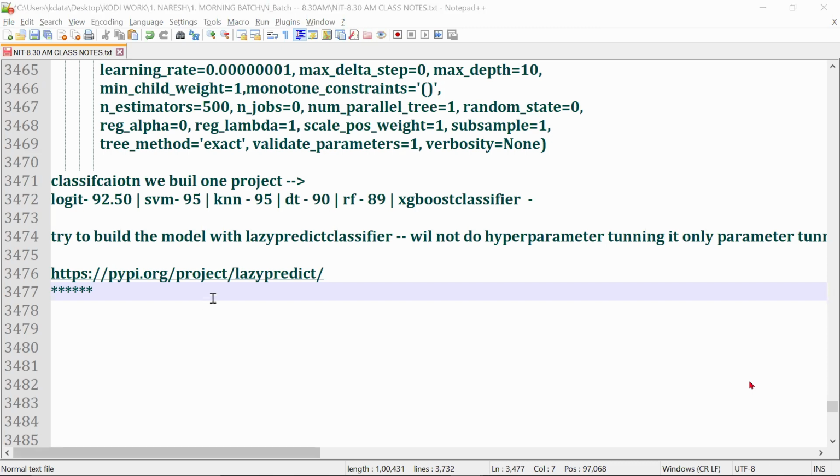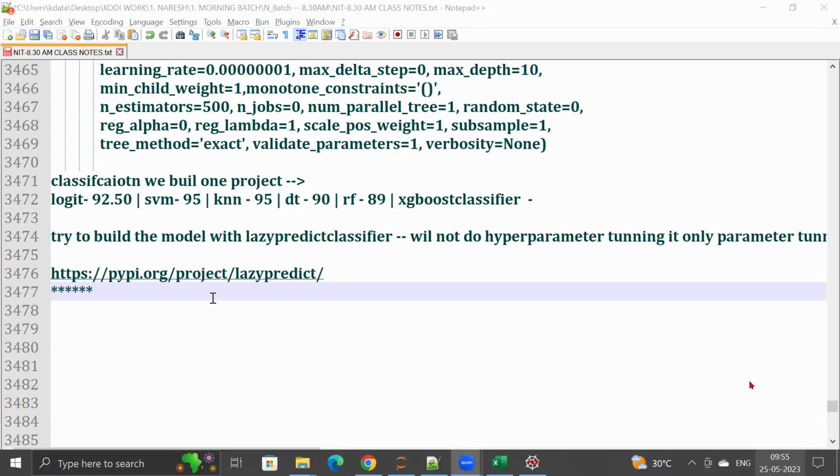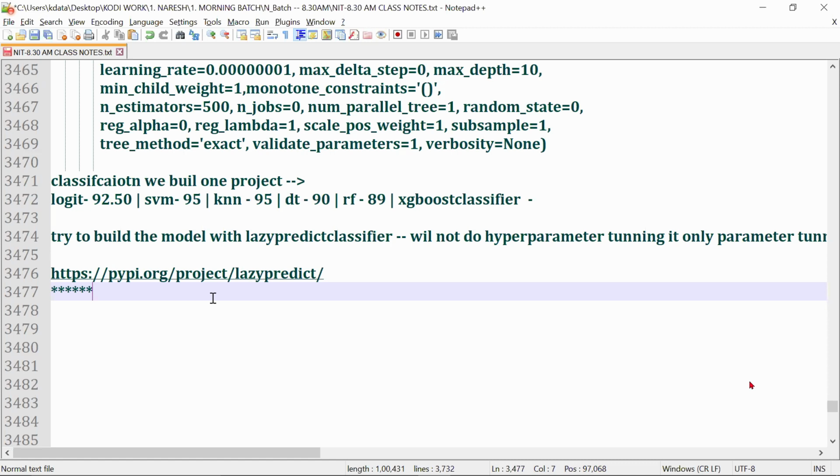And tomorrow I will complete cross validation and model tuning. After that is done, I will give you some resume projects, and then you can build your projects, build your resume, and update it. From now onwards, you can update. Once you update, you get calls, right, guys?